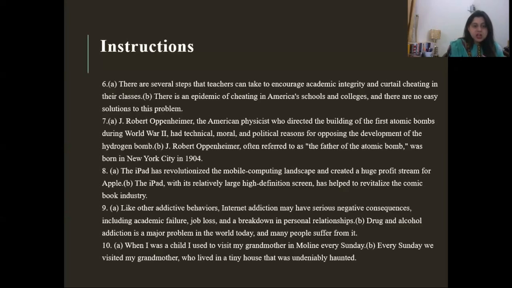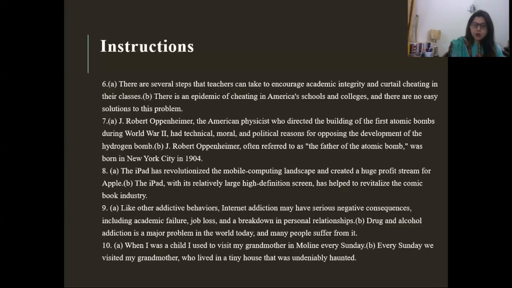It's 7. J. Robert Oppenheimer, the American physicist who directed the building of the first atomic bombs during World War II, had technical, moral, and political reasons for opposing the development of the hydrogen bomb. Okay. Now let's look at the second example. Robert Oppenheimer, often referred to as the father of the atomic bomb, was born in New York City in 1904.